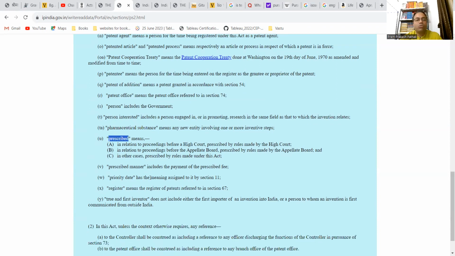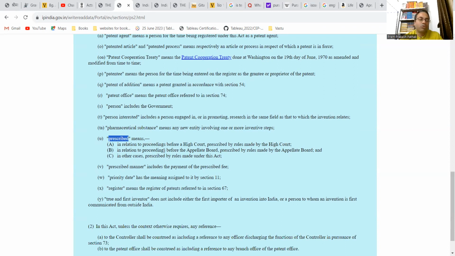So many times you will see this word prescribed. What is the meaning of prescribed? You will see prescribed, as given. So prescribed means in relation to proceeding before High Court, the rules made by High Court. If it is before High Court, then the rule of High Court will be there.